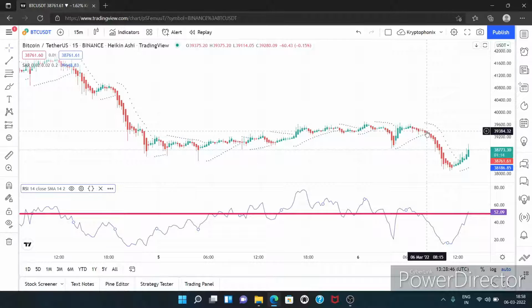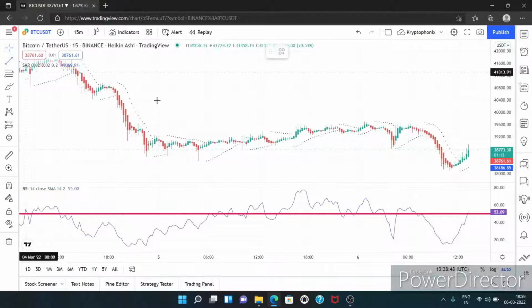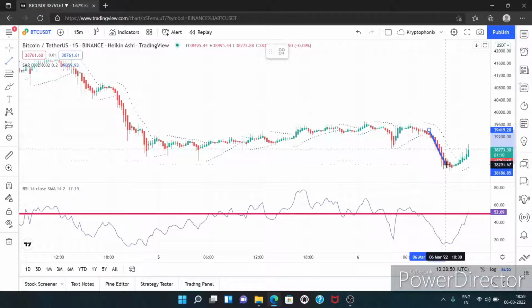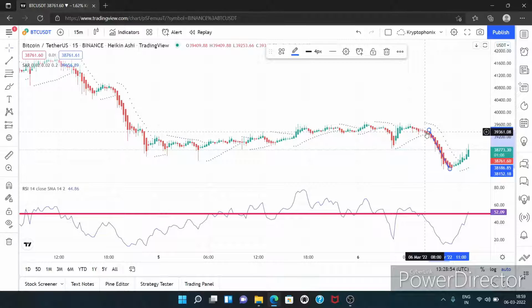What we observe is a good downfall. If someone would have sold over here around the levels of 39,400, the low was still 38,112.